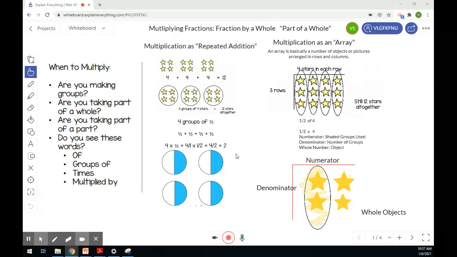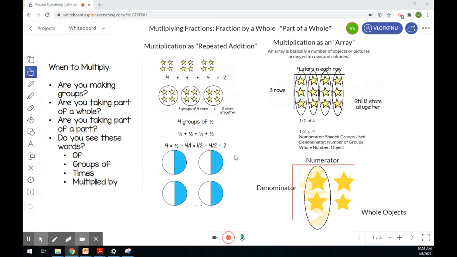Now, we can also look at multiplication as an array. So what is an array? An array is basically a number of objects or pictures that are arranged in rows and columns. This is the other way we looked at multiplication when we were in 3rd grade. You learned how to make an array where you had a 4x3 array. So you had 4 stars in each row, and 3 rows. And you got the same answer, it was just represented a different way.